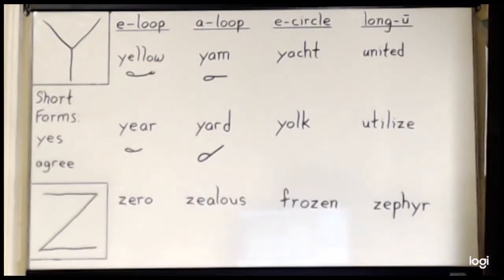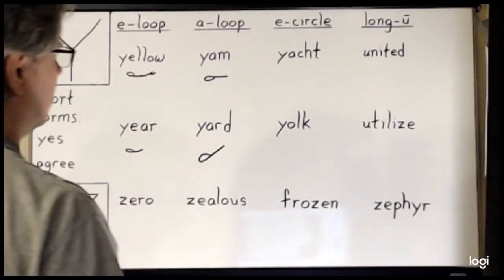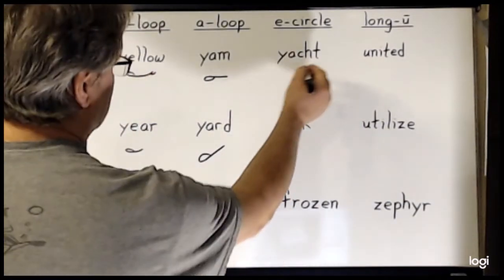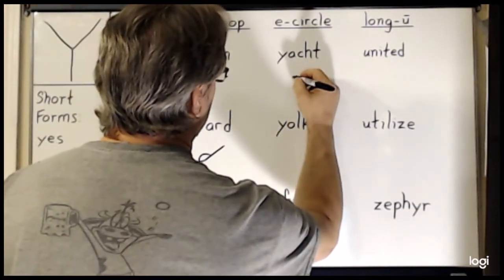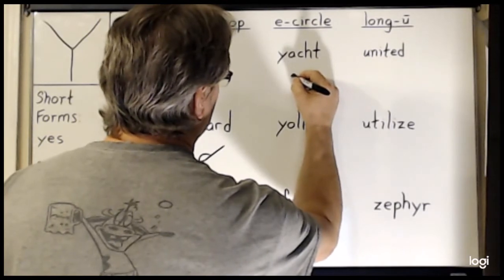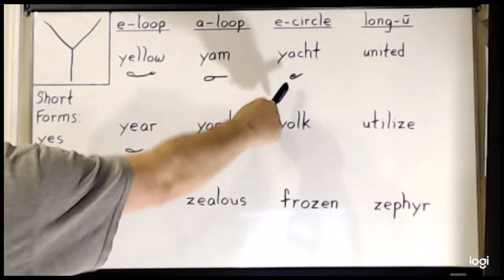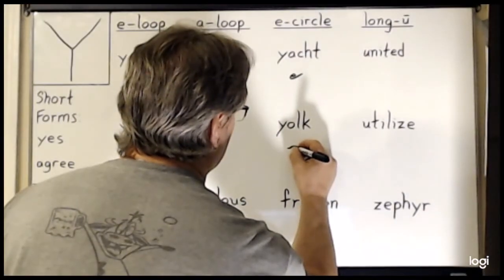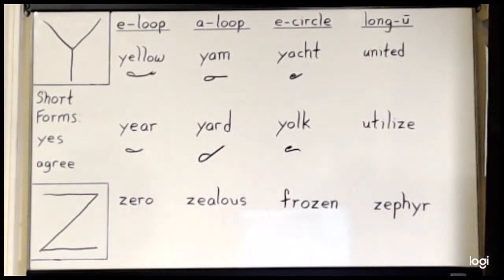Right? And the E circle in other words, especially the ah sound or O sound, like in the word yacht and yoke, we will use the E circle. So for yacht, it's just simply the E, and the O, and T. So for yacht. And for yoke, just simply the E, the O, and a K for the word yoke.